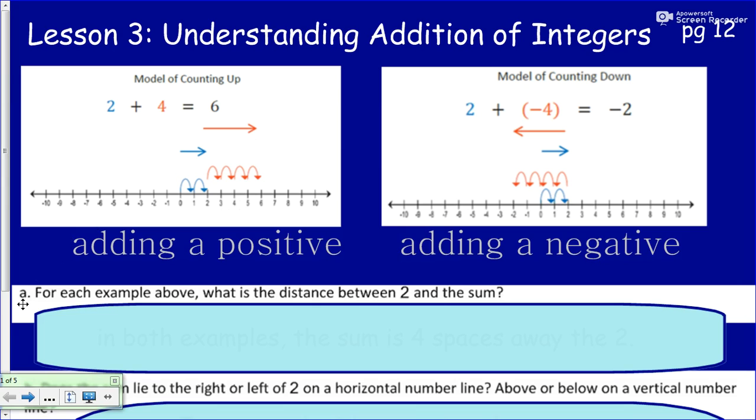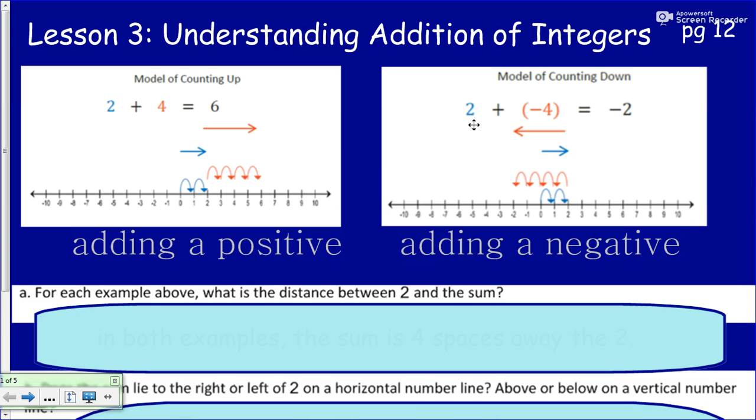Alright, so let's look at question A. For each example above, what is the distance between 2 and the sum? Well, we need to make sure we understand the word sum. So the sum is the answer to an addition question. So 2 is the first number, and in this case the sum is 6. So between 2 and 6, there's 1, 2, 3, 4 spaces away.